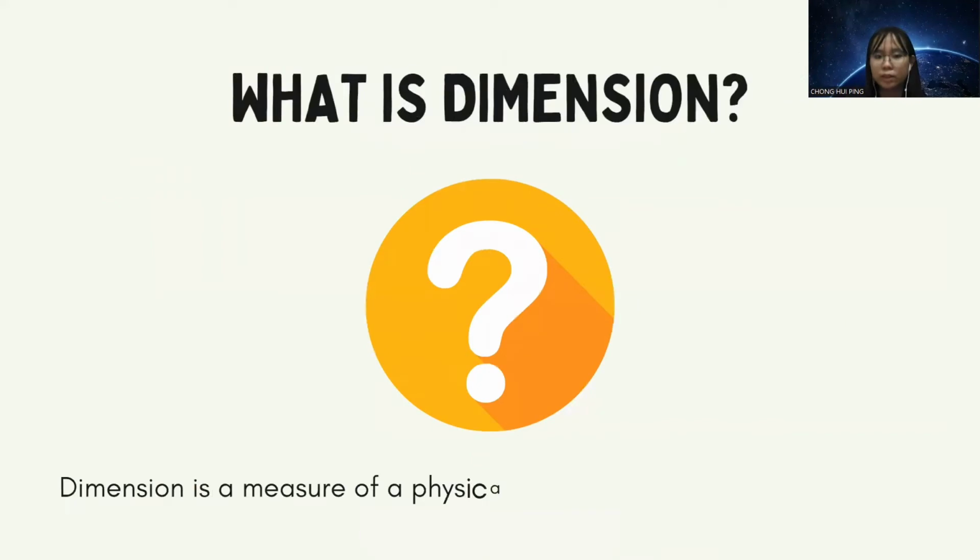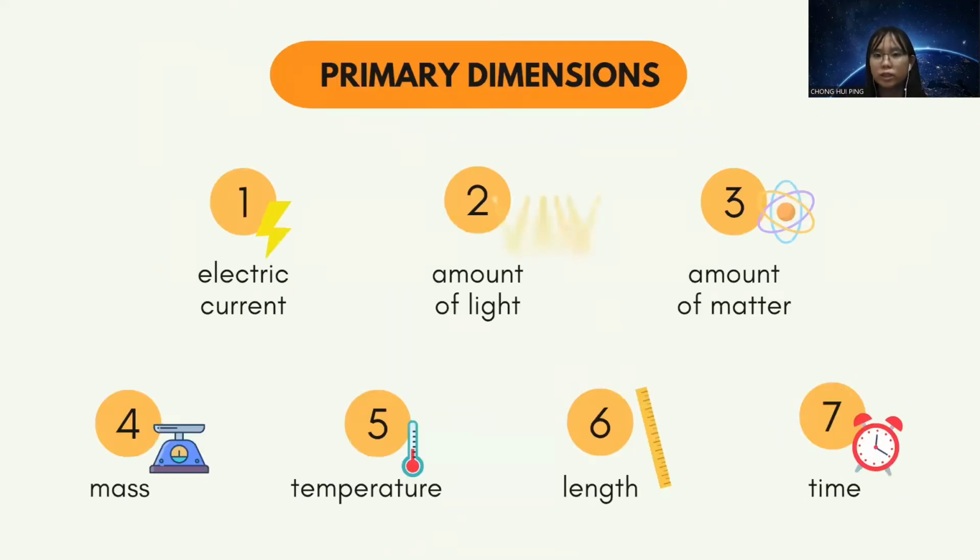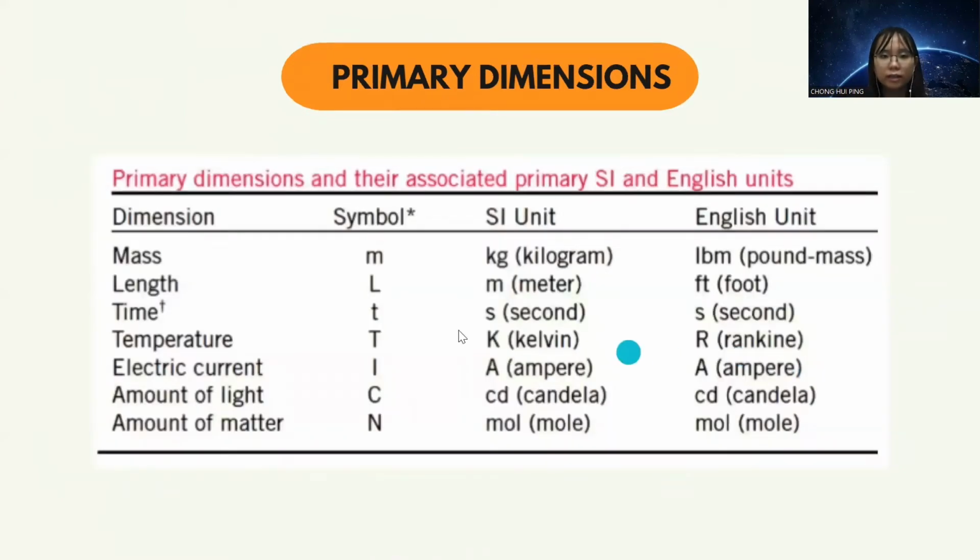So what is dimension? Dimension is a measure of a physical quantity, and that doesn't include numerical values. There are 7 primary dimensions that I've listed out. The first, electric current. Second, amount of light. Third, amount of matter. Fourth, mass. Fifth, temperature. Sixth, length. And last one, time. So here are the examples of the primary dimensions with their own symbol, SI units and English units. SI units stand for International System of Units.